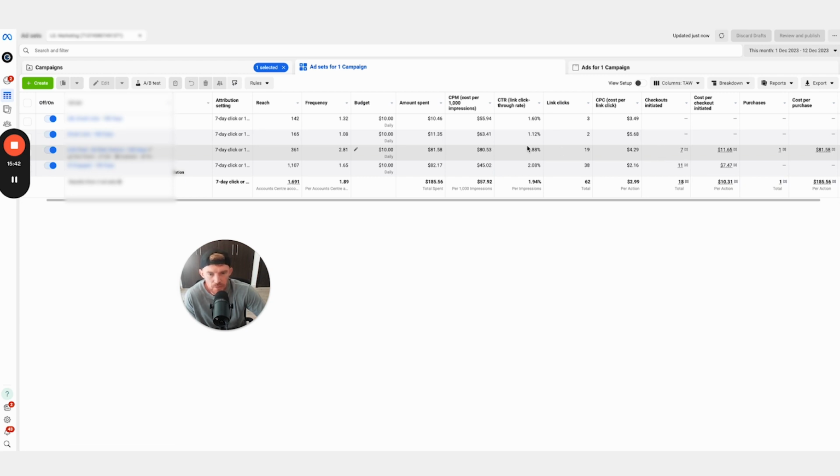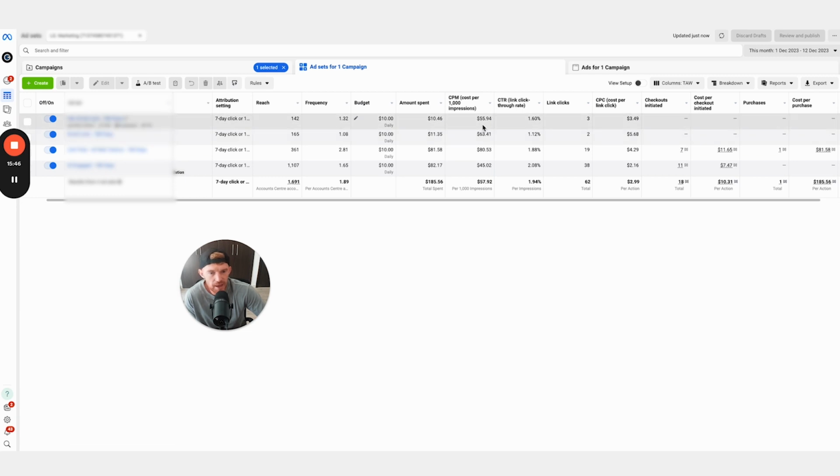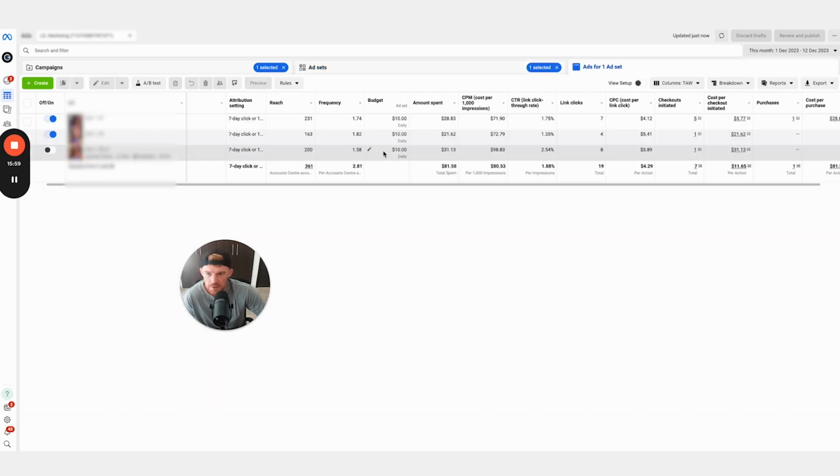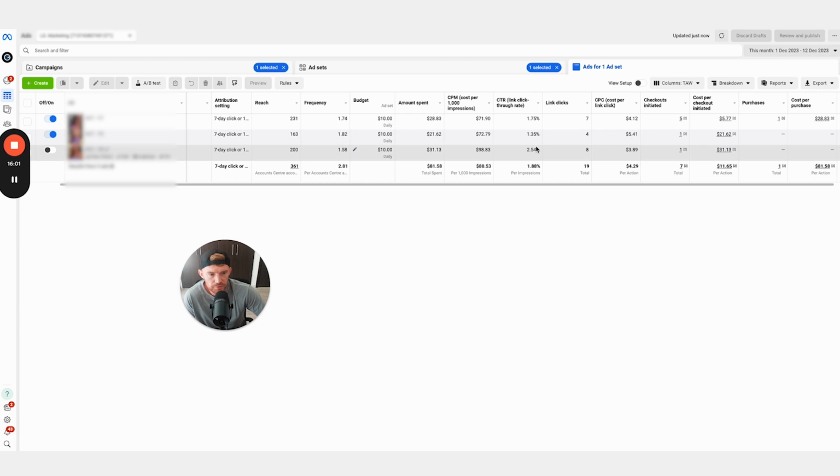So these two here, I'm not even going to go into them. We're only spending $10 a day, and they've literally just been running for 24 hours. So there's nothing that I'm going to be changing inside of those two, so I'm not even going to go into it in this video. Now, looking at this one individually, you can see, again, our CPA of $80 is high, right? Even though I'm happy to get it under $100 for now, I still want it a little bit lower.